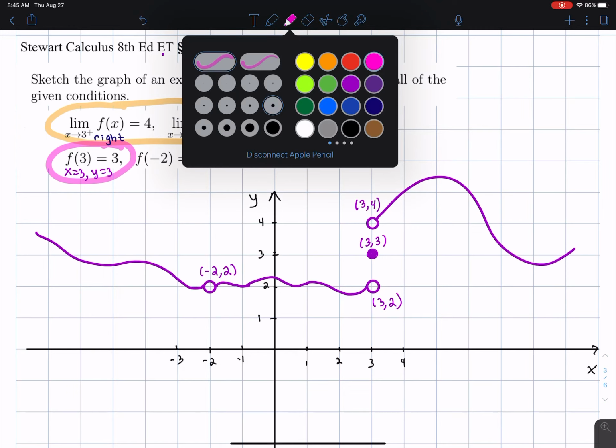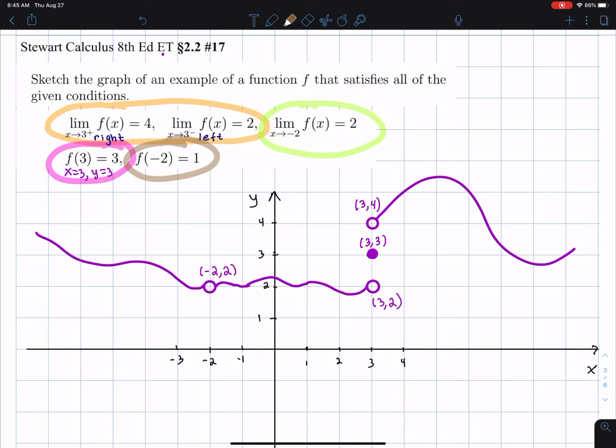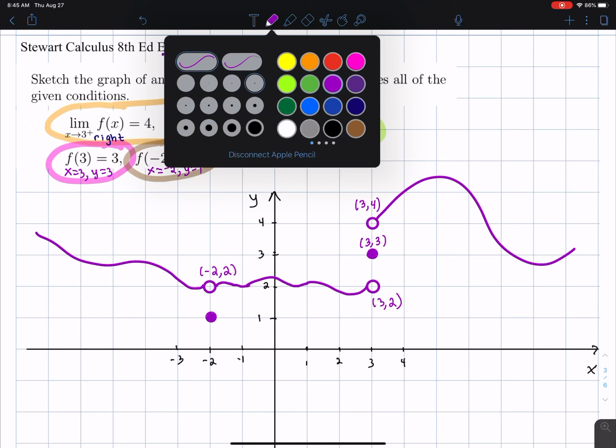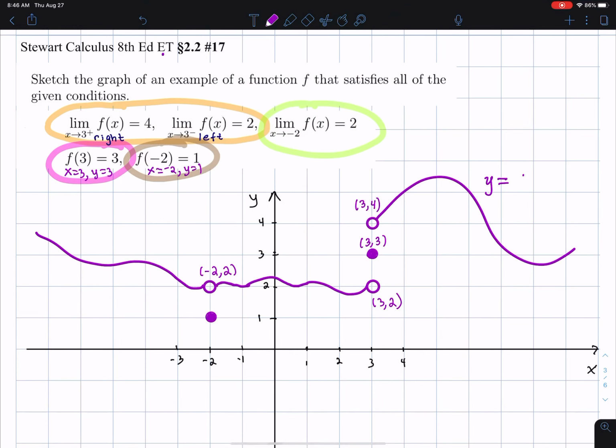Okay, now what comes next is f of negative 2 is 1. So when x is negative 2, y is equal to 1. Alrighty, got that. I'm going to color in that circle. And there we go. So this is an example of y equals f of x. Some of these little curves are just things I put in there for style or whatever I feel like doing. You do it your own way, you make your own example.